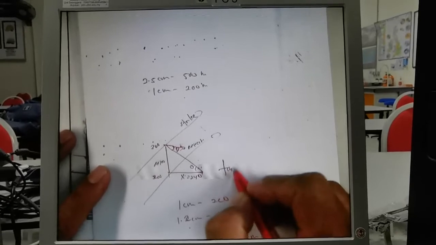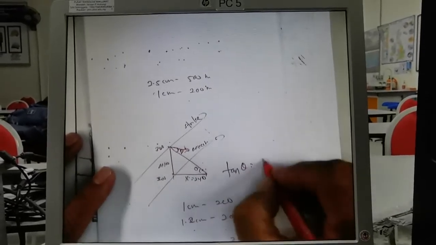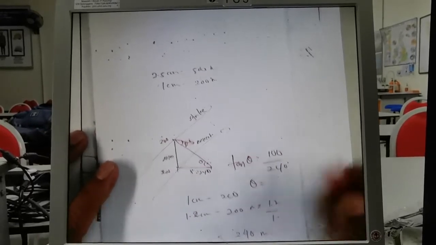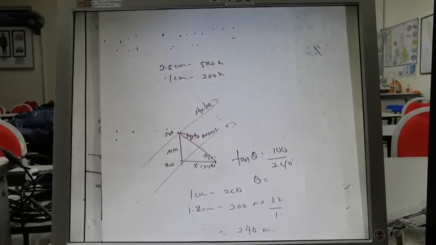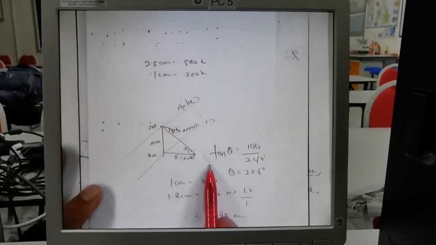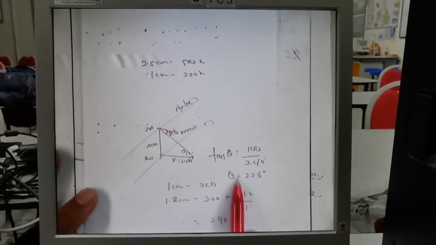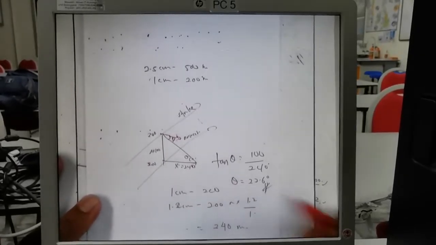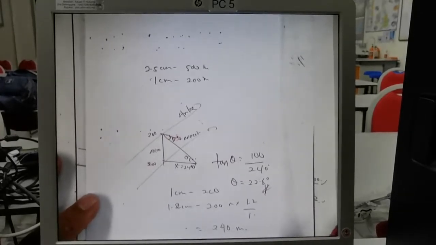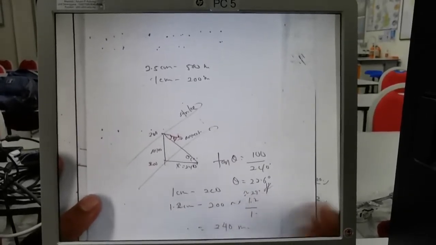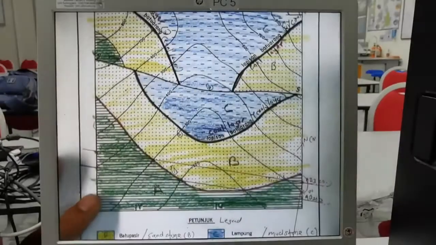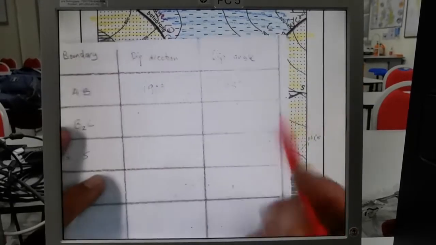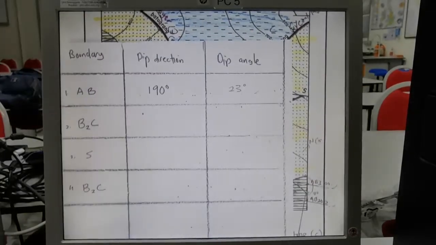So tangent theta is equivalent to 100 divided by 240. So theta is the inverse tangent of 100 over 240, which is equivalent to 22.6 degrees. We round 22.6 degrees to 23 degrees. So our dip angle for bedding plane A and B is 23 degrees.